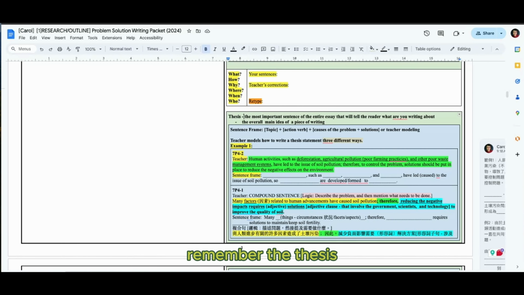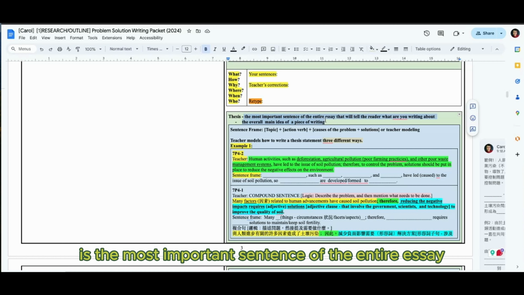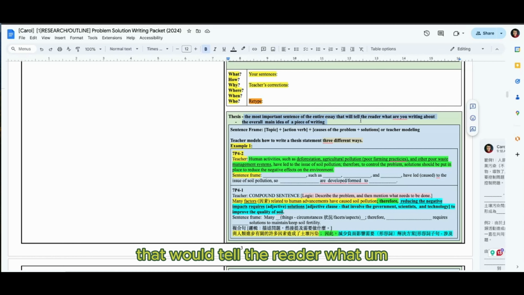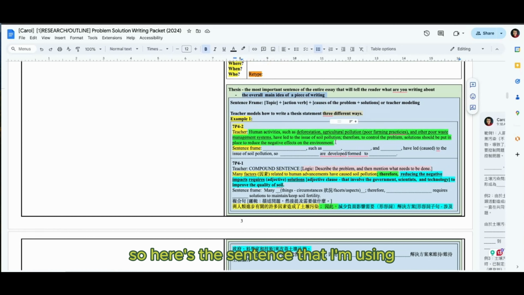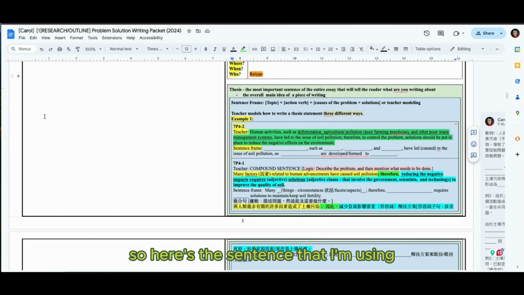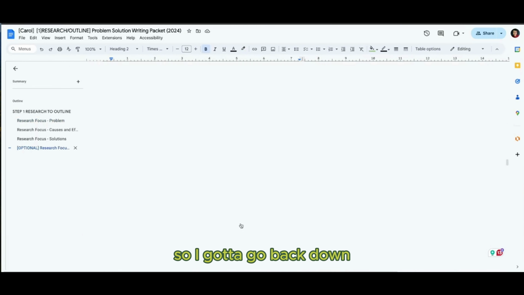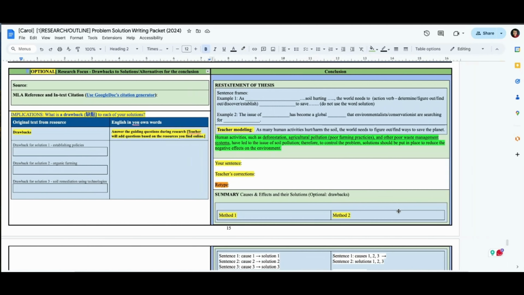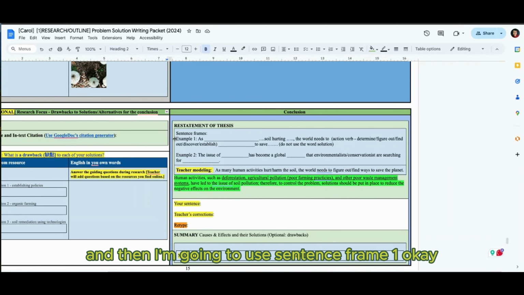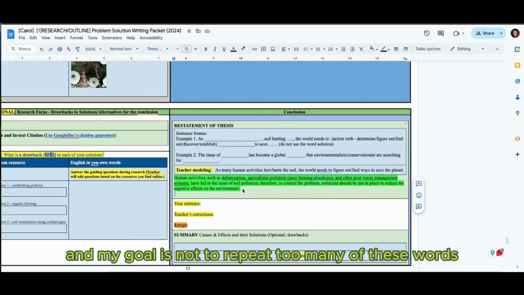Remember, the thesis statement is the most important sentence of the entire essay that will tell the reader what you are writing about, or in other words, the overall main idea. Okay, so here's the sentence that I'm using. So I'm gonna go back down, and then I'm going to use sentence frame 1. My goal is not to repeat too many of these words here.